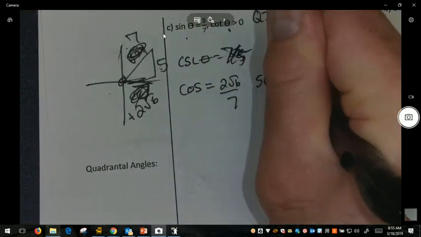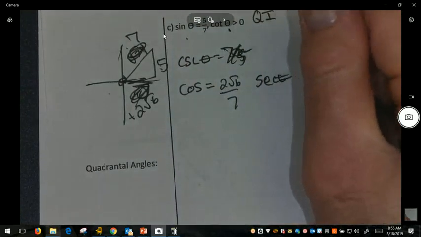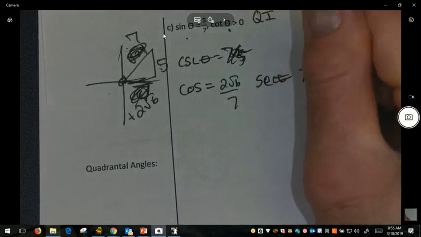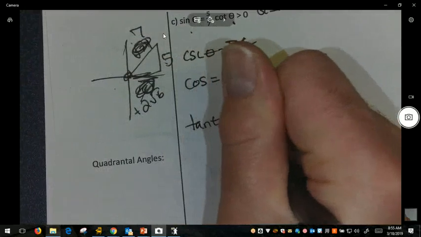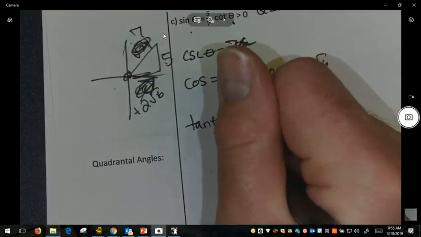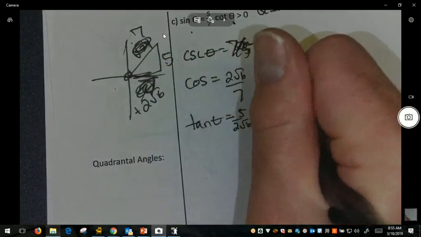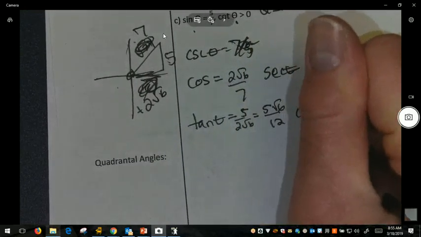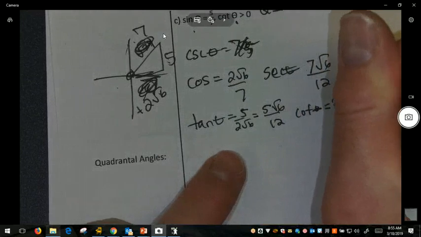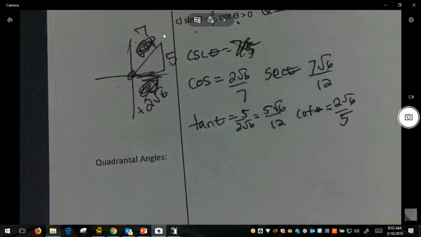The secant then would be the reciprocal, which would be 7 square roots of 6 over 12. The tangent will be 5 over 2 square roots of 6, which rationalized will become 5 square roots of 6 over 12. And the cotangent will just be 2 square roots of 6 over 5.